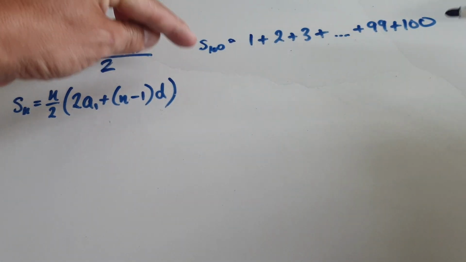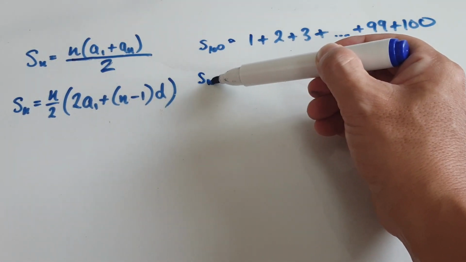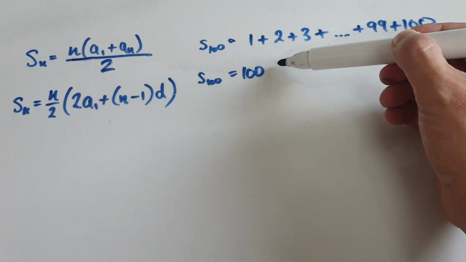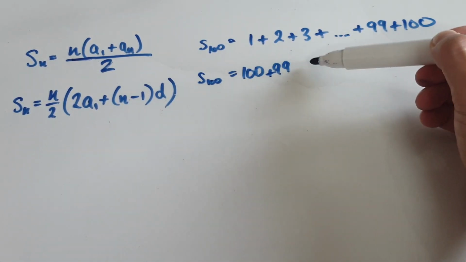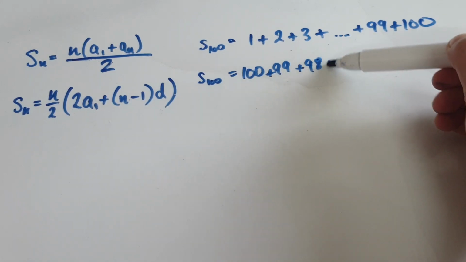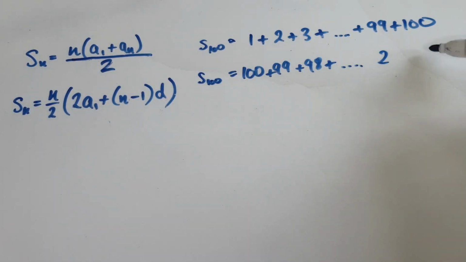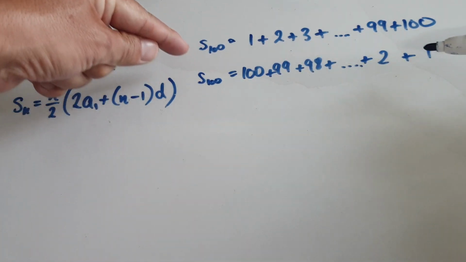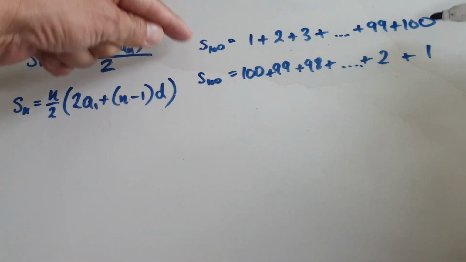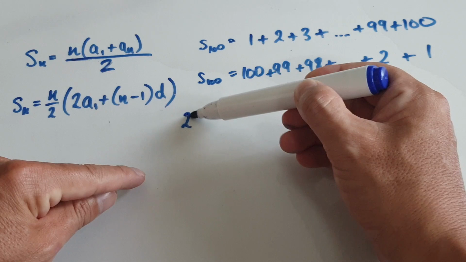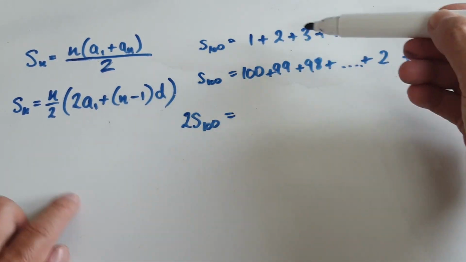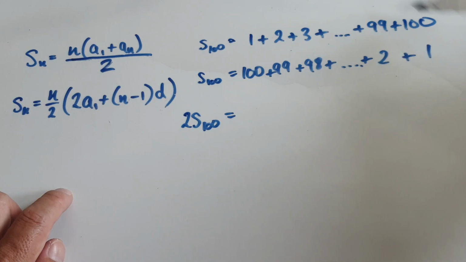So consider the exact same thing, but written in reverse order. So it would be 100 plus 99 plus 98 plus ... 2 plus 1. So the trick now is to add these two together. So add the two equations together would give us 2 lots of S100 equals. Now we've got to add up all of these together.